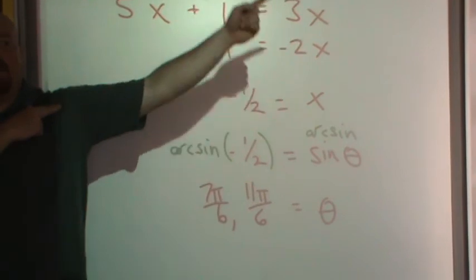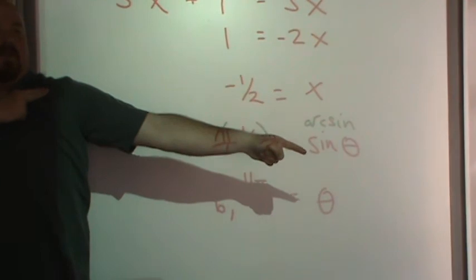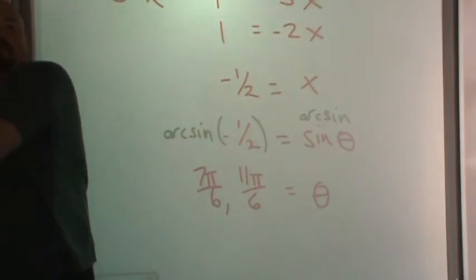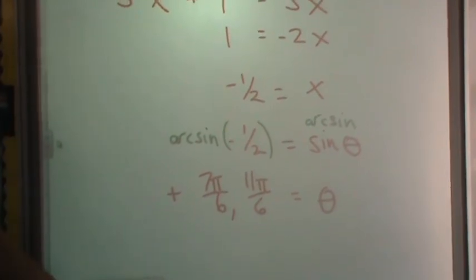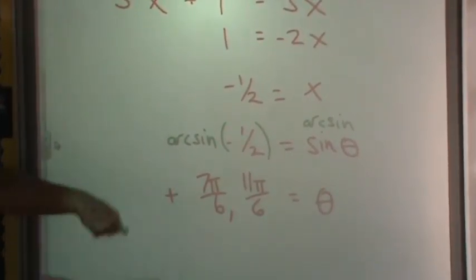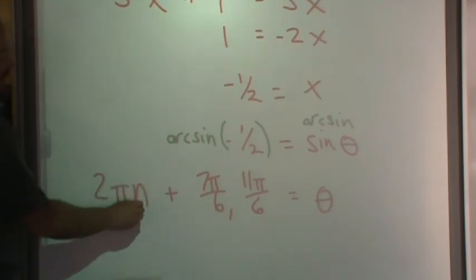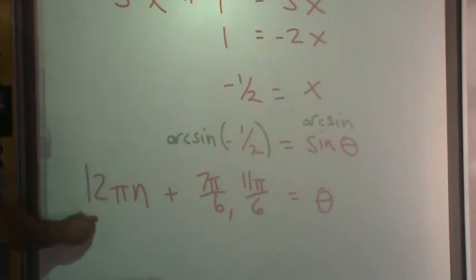Now if you make one full rotation around the unit circle and you still end up here, that's a coterminal angle with 11 pi over 6. How did I get to it? By adding 2 pi to that. Right? So we could add 2 pi to these values any multiple of times. That's why we add this 2 pi n, right? We're saying a rotation of 2 pi n times, where n is an integer value, right? So our answer is here.